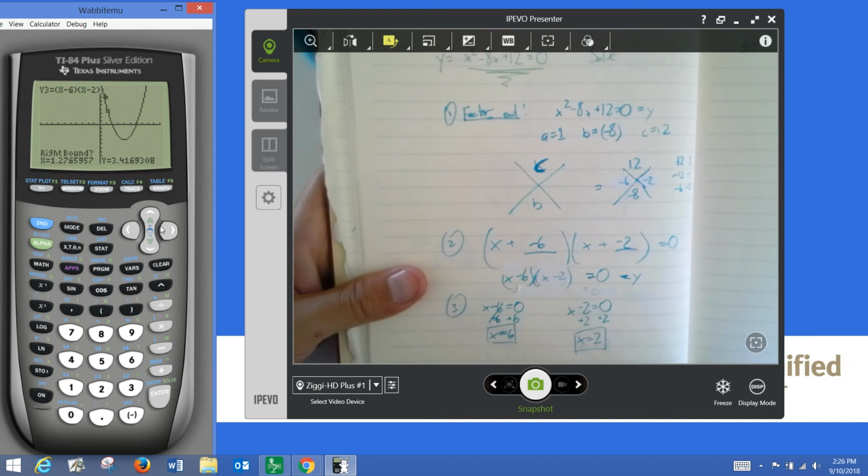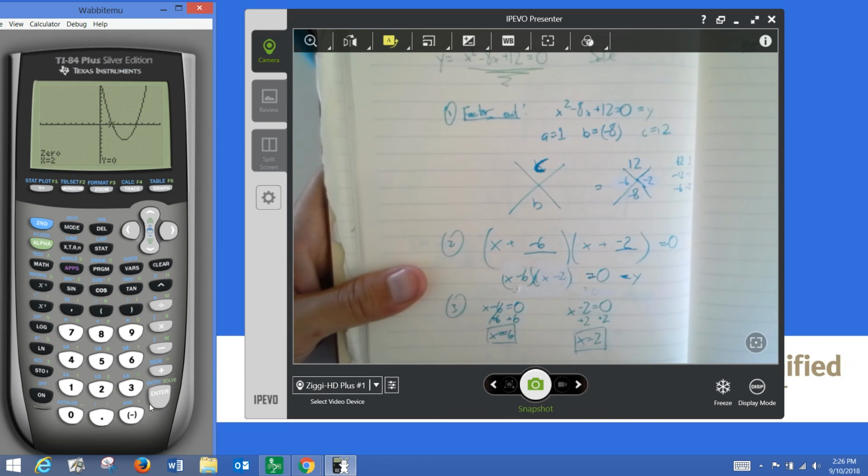And it's going to ask me for a right bound. So instead of going to the x-intercept, I'm going to go a little bit to the right of it. Okay, so there's the x-intercept. I'm going to arrow over a few points to the right of it. Press enter. So now I'm saying that in between these two arrows is where my x-intercept is going to be. I press enter one more time. There you go. That's my other x-intercept.